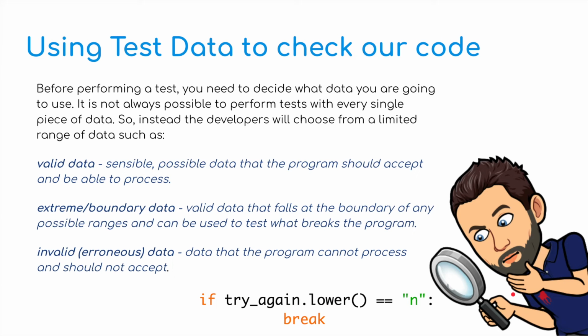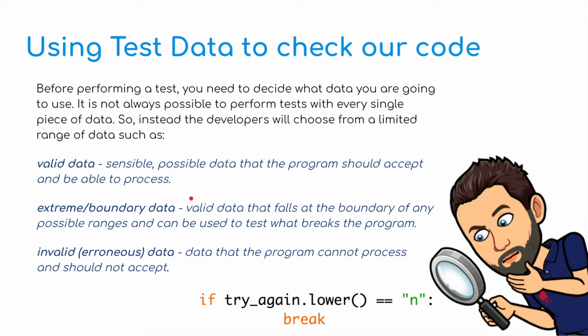So, before performing a test, you need to decide what data you are going to use. It is not always possible to perform tests with every single piece of data within the code. So instead, developers will choose from a limited range of data, such as these three areas. We've got valid data, which we've just mentioned. This is sensible, possible data that the program should accept and be able to process, i.e. an 8-digit password should be allowed for 8 digits.